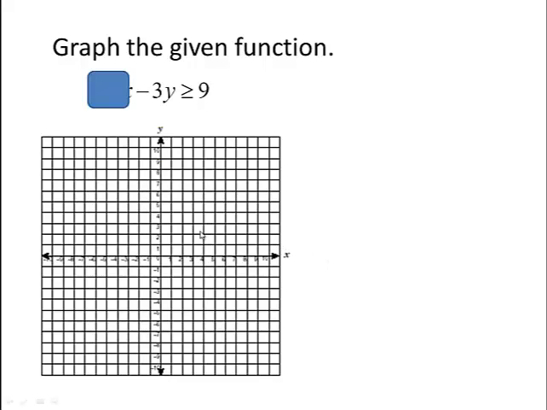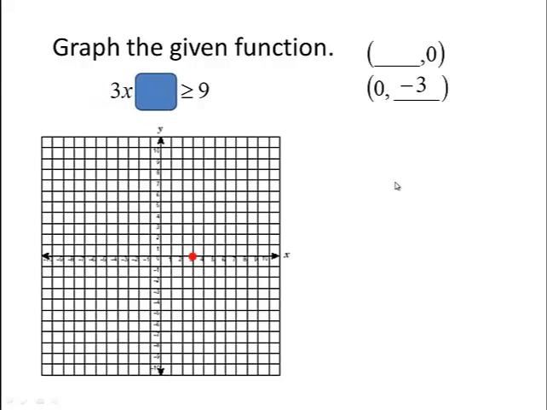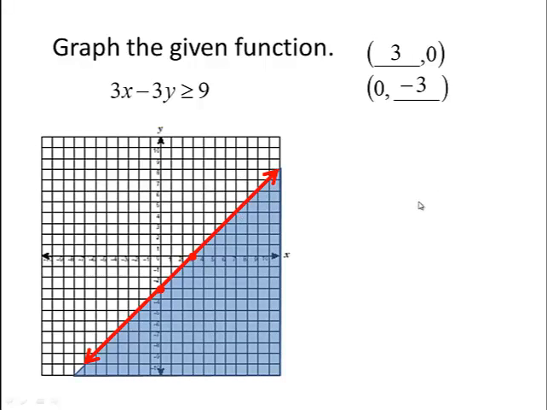Okay, to graph this function, you're going to get the x and y intercepts. The y-intercept will be at -3. X-intercept is going to be at +3. And you're going to draw a solid line through there because of the equals on the inequality. And then because when you're solving this for y, you have to divide by -3, and this will flip the inequality direction. That means you will shade down on this line.